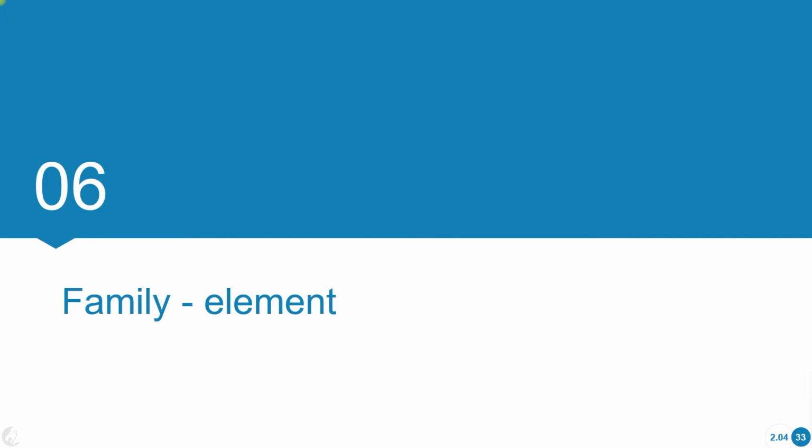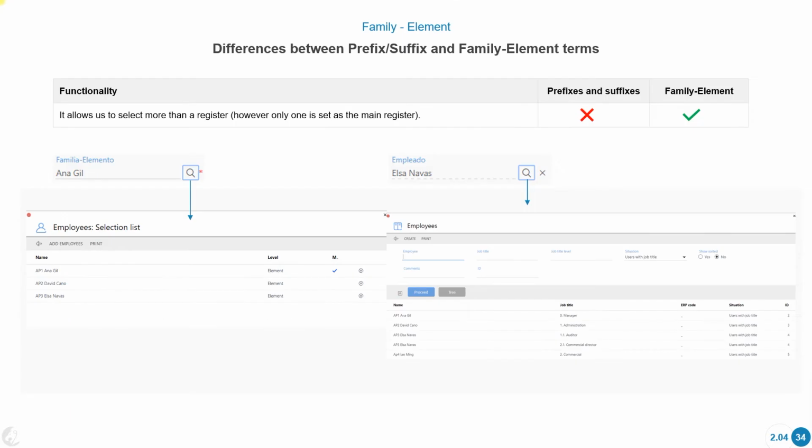Family element. In this block, we are going to learn about family elements. Let's see what's the difference between prefixes and suffixes and a family element term, since they both let us obtain data from a family. The main difference is that the prefix and suffix only allow me to select one element, while the family element allows me to select several.